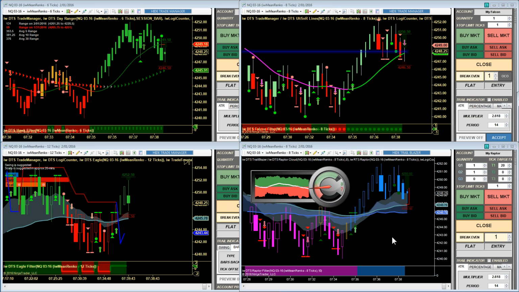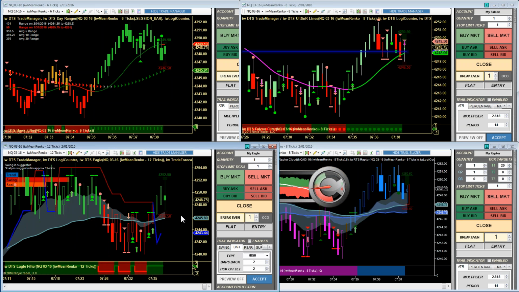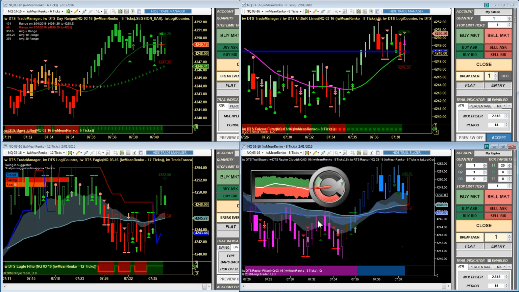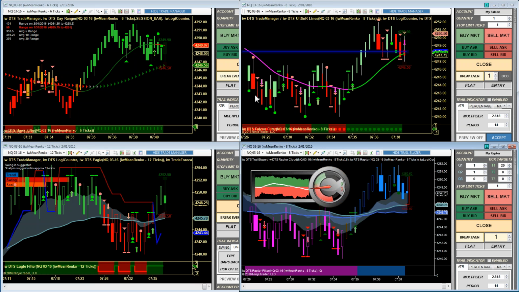Well, a lot of times I'll use the Raptor in conjunction with the other tools as well. By that I mean I'm looking at the Raptor to be in sync with the other signals I'm seeing. So for instance, here we're on a hard edge bounce off of the Eagle, and I'm looking at the Raptor, and the Raptor is also bullish. The Hawk is bullish, the Falcon is bullish. So everything is in sync. If I was looking at this and the Raptor was bearish, then it would cast a little bit of suspicion over the other signals.